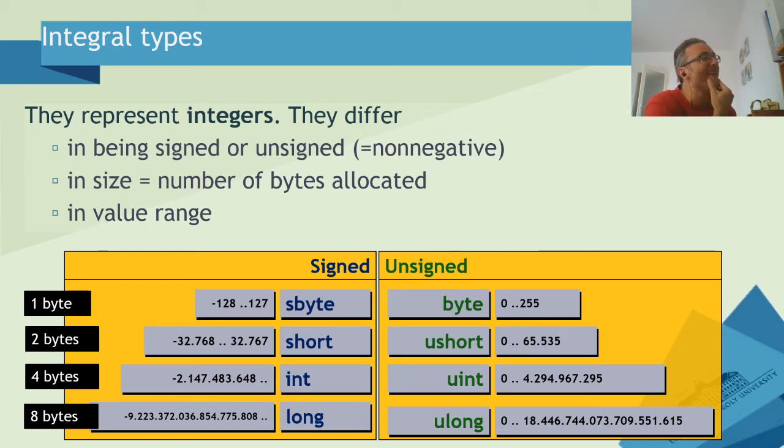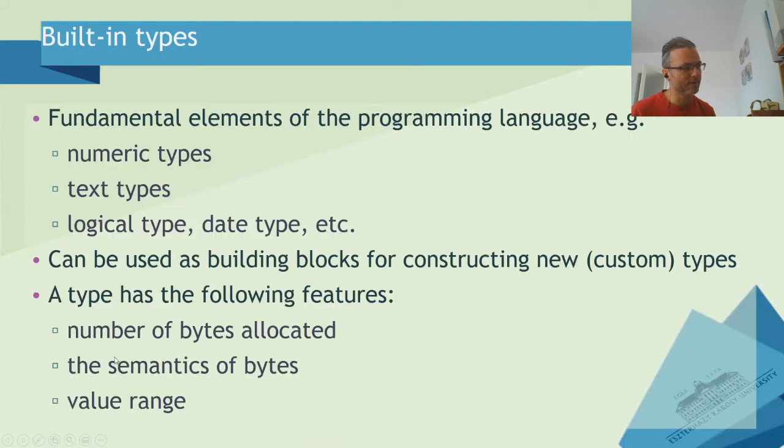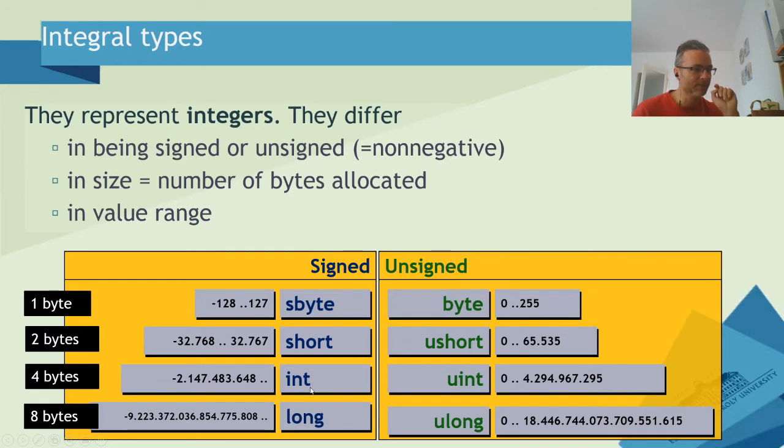So how to start? Okay, there are several features written here. Let's look at the left side of the screen. Here you can see how many bytes a type allocates. So this is an important feature, right? How many bytes are allocated. For example, int allocates 4 bytes in the memory, or the byte type allocates only 1 byte in the memory.